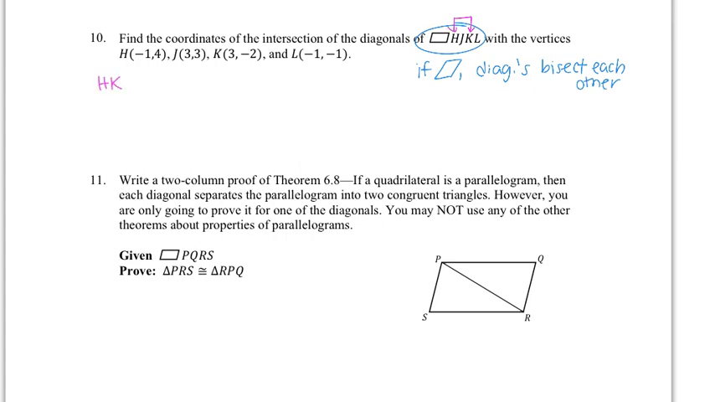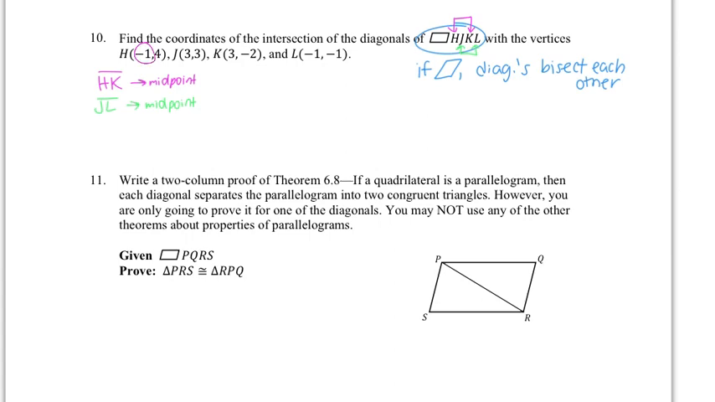So either HK midpoint, or you can find the midpoint of the other diagonal, and I'll just do both. The other diagonal is JL. And once you find those, you can compare it and make sure they're the same. And that's where they'll intersect, okay? So I'm going to do HK first. So HK, midpoint is just the average, okay?